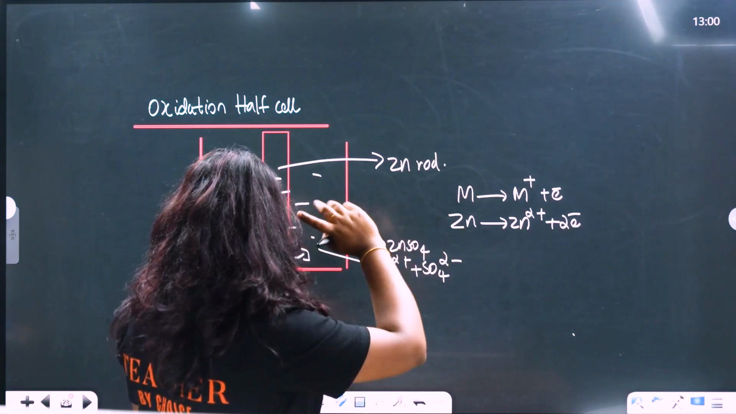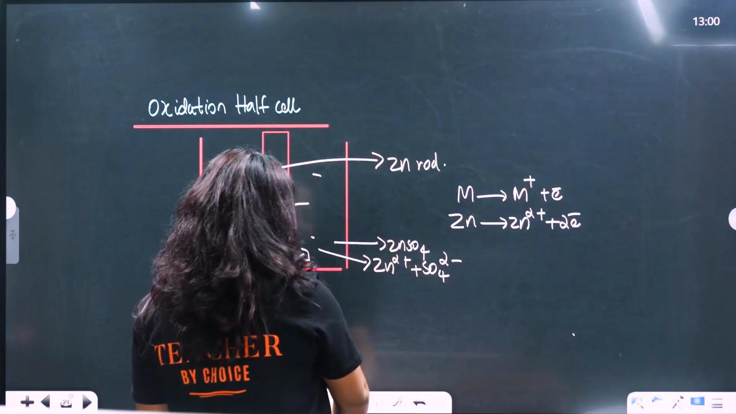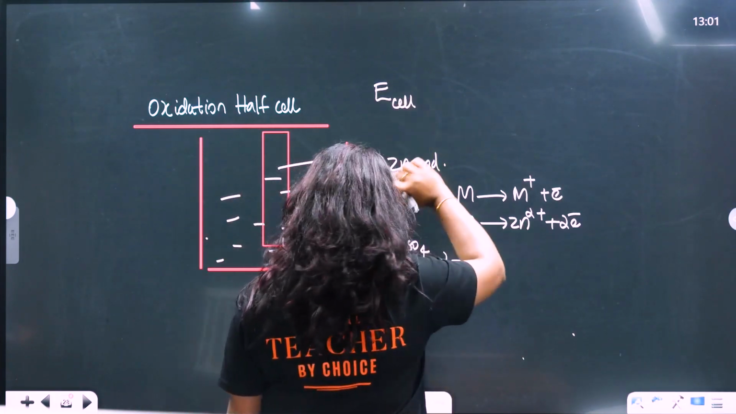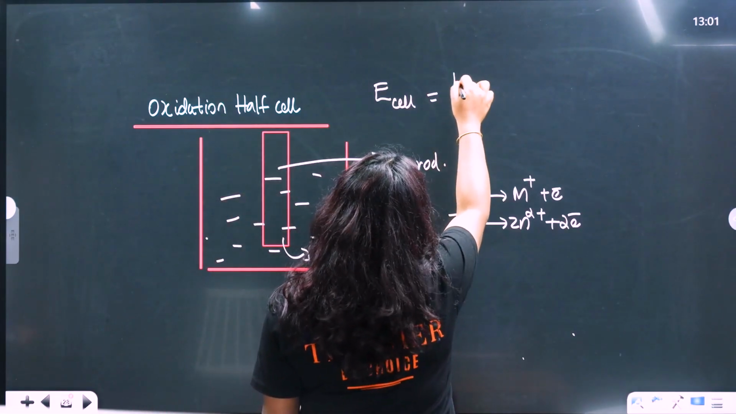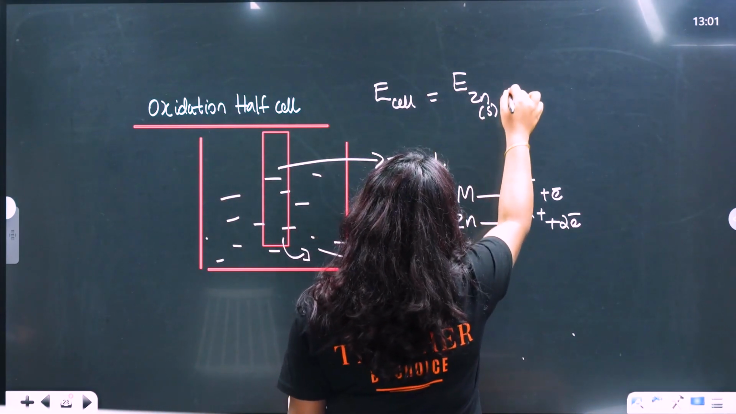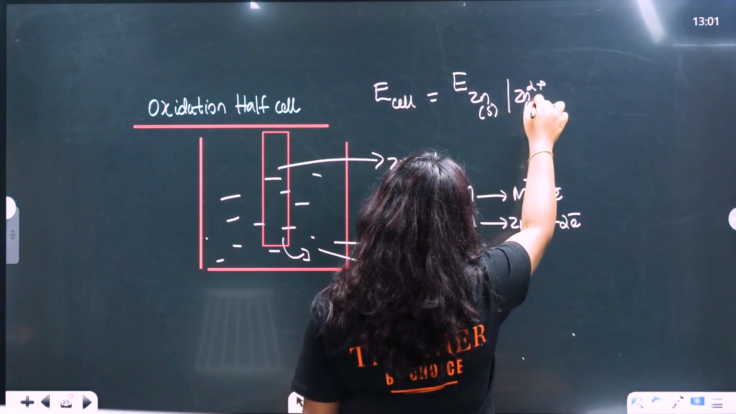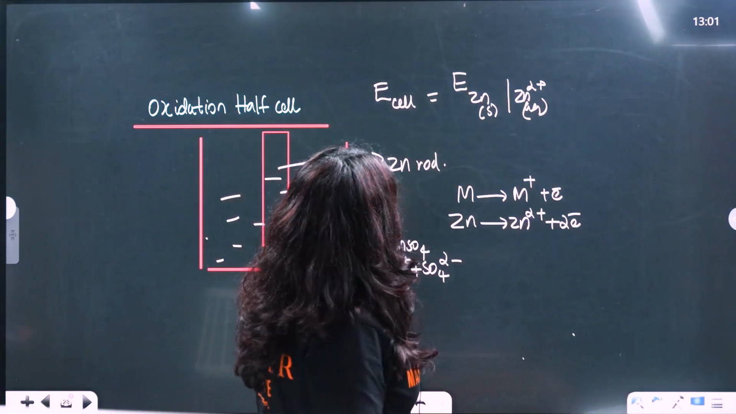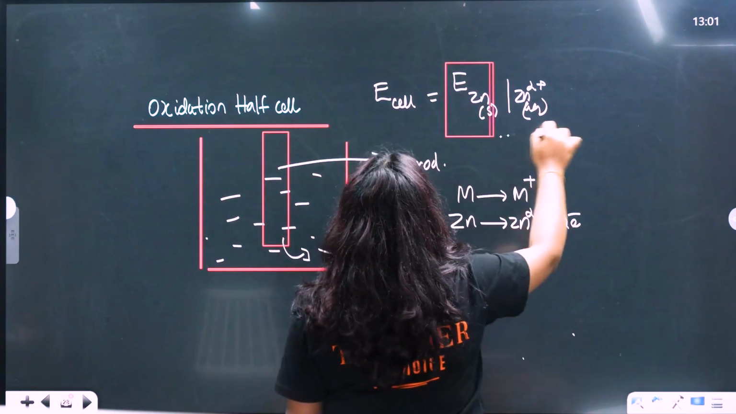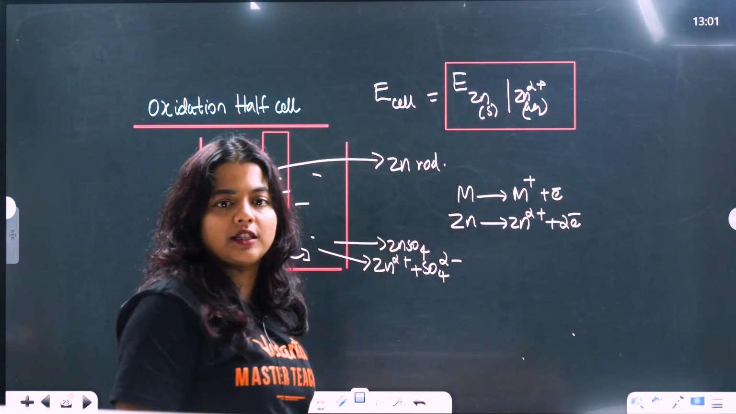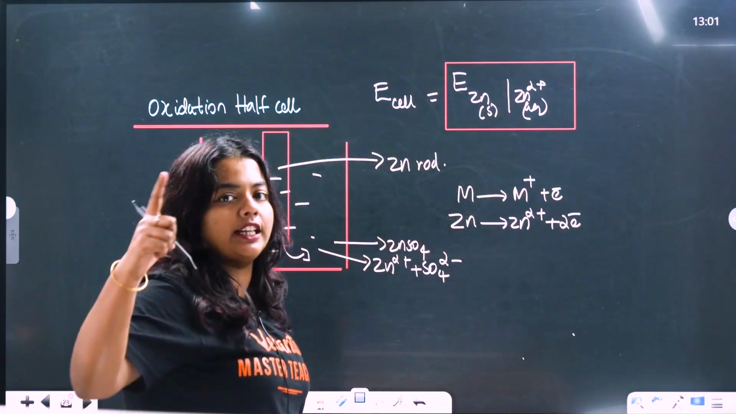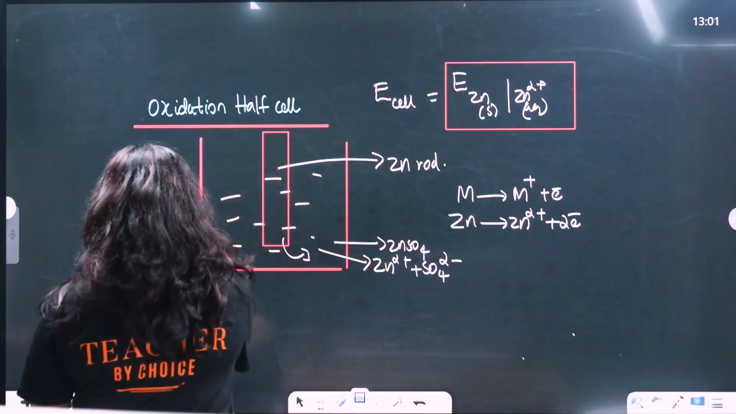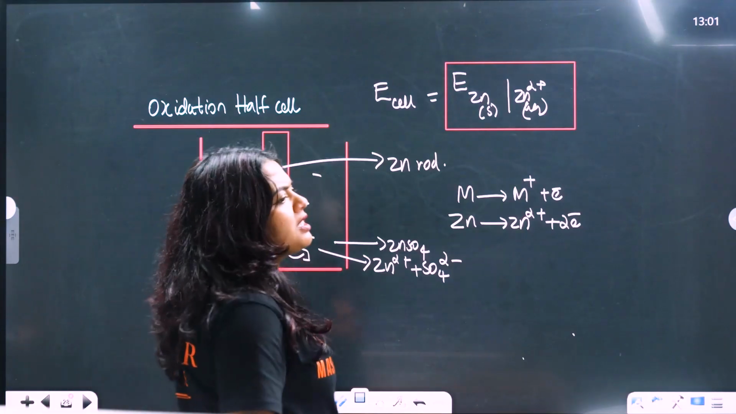And now how do we write the energy, the E0 cell, of the oxidation half cell? How we will be writing the E cell: E of Zn, which was in the solid state, has now gone into the aqueous state, right? It was in the solid state, now it went into the aqueous state. So this is how you write the E cell of this particular oxidation half cell: E of Zn in the solid state, then it went to Zn2 plus. Now this is what is happening in oxidation, and the reduction will be directly opposite.